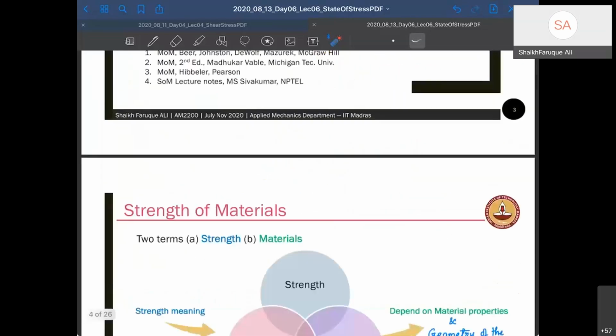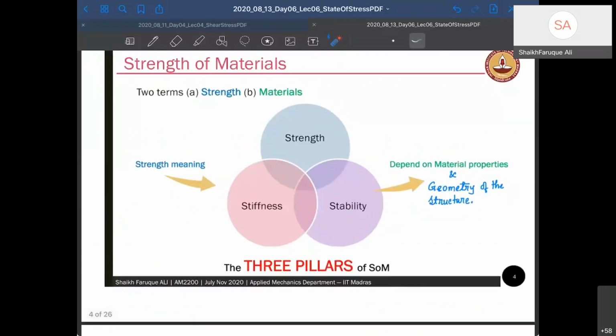Okay, a little bit of recap. We have discussed that strength of materials is about three kinds of S, the 3S: strength, stability, and stiffness. We have discussed at large what these things are. Strength depends on material property only, as long as it's elastic strain. Stiffness and stability depend on the geometry of the structure as well as boundary conditions.